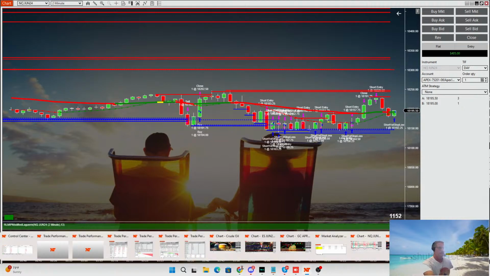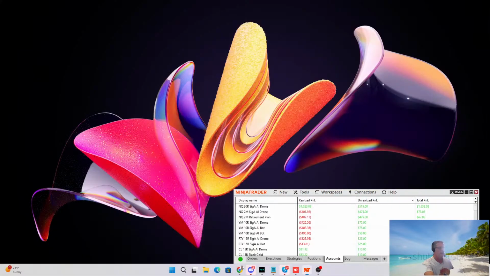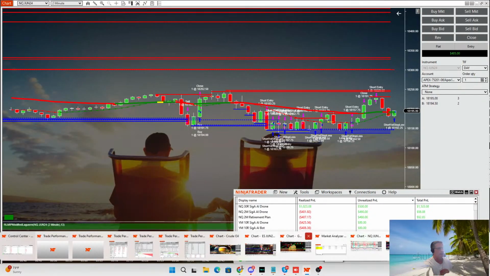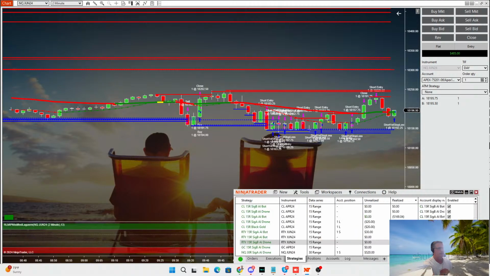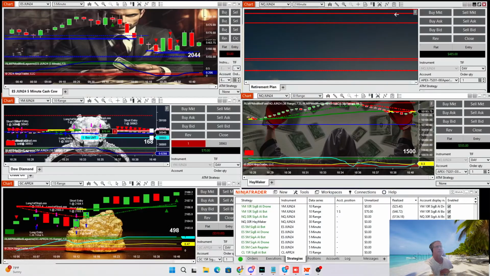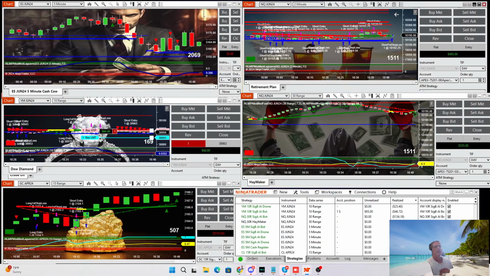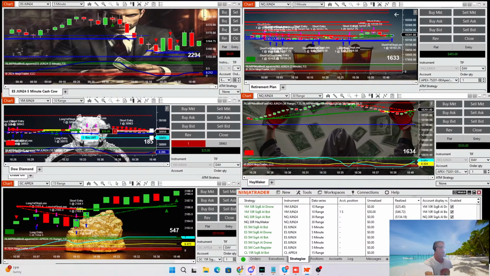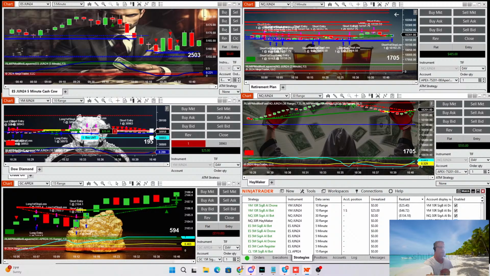All right, so that's close enough for me. I got it to 485. So what I would do here is just disable this now before it jumps into another trade. So I've got my two Apex accounts for the day at 485 and 555. And I think I'll just leave them there where they are.